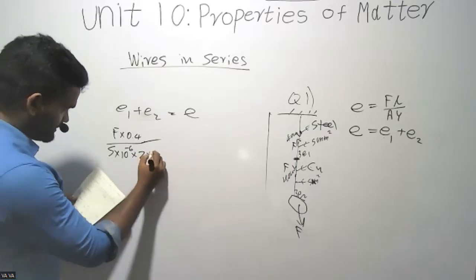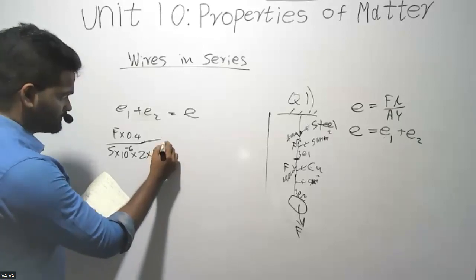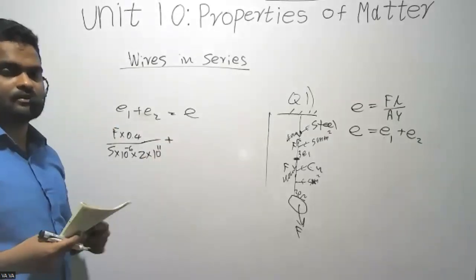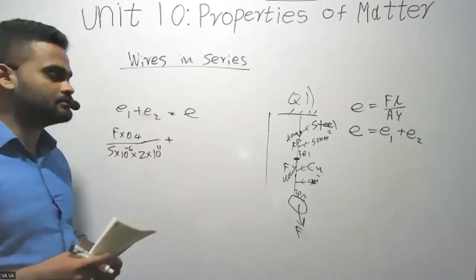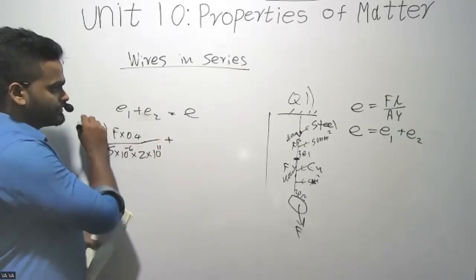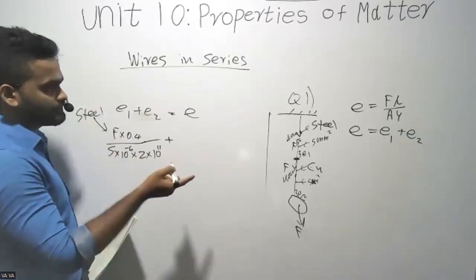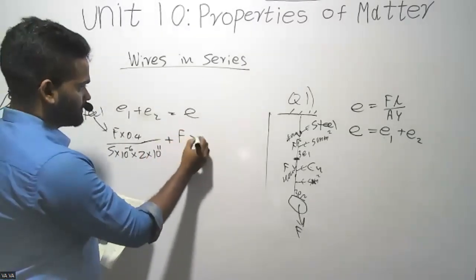That is 2 times 10 to the power 11. You can use that data in the note. In the exam they give those values, right? You don't have to remember. Okay, so this is for the steel. Then for the copper, same force.